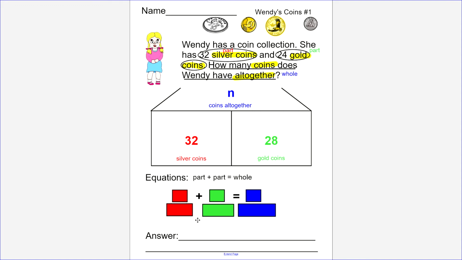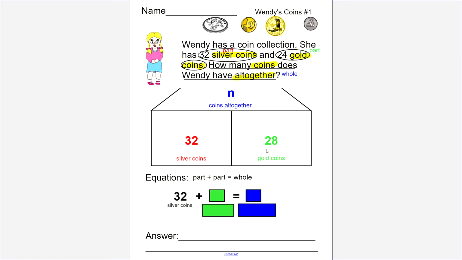So let's think about how we'll write our part plus part equals whole equation. Think about the first part. What is the first part in this problem? You're right. 32 coins is the first part. So I'm going to write 32 silver coins and then my plus sign. I'm going to add this part, 32 silver coins, to the other part.